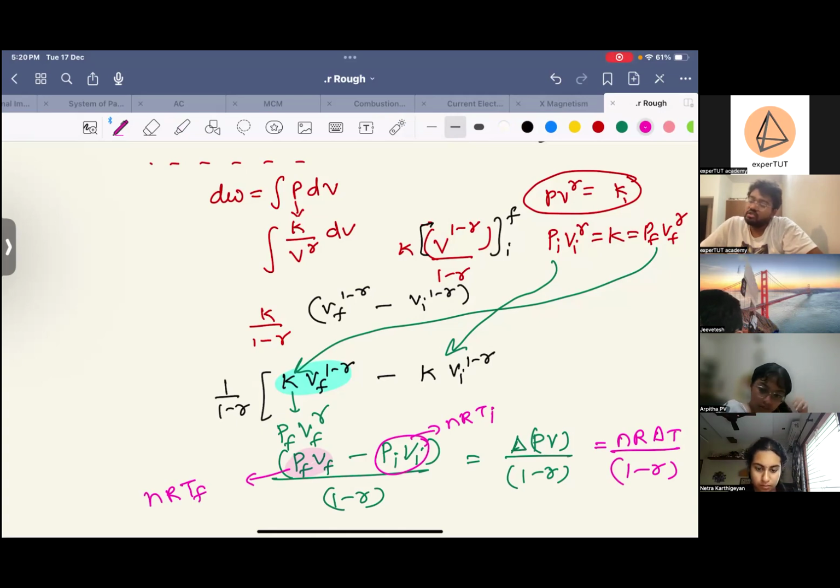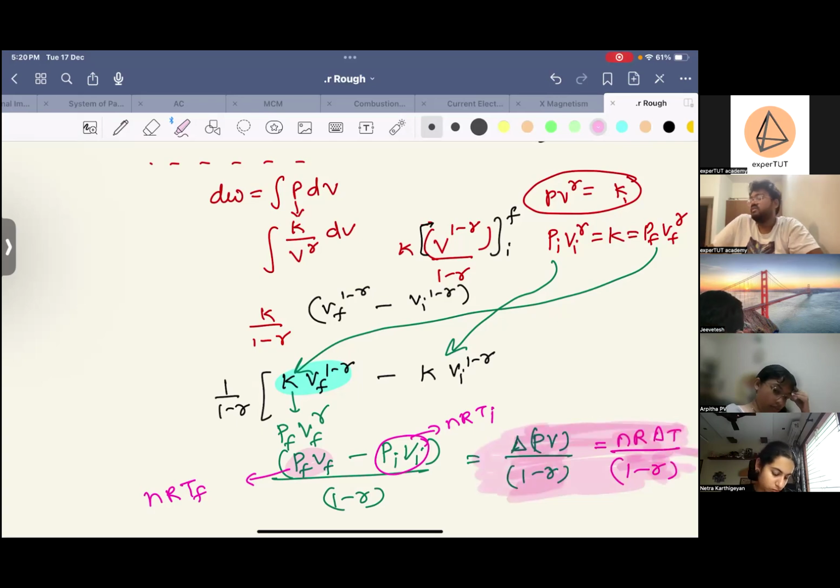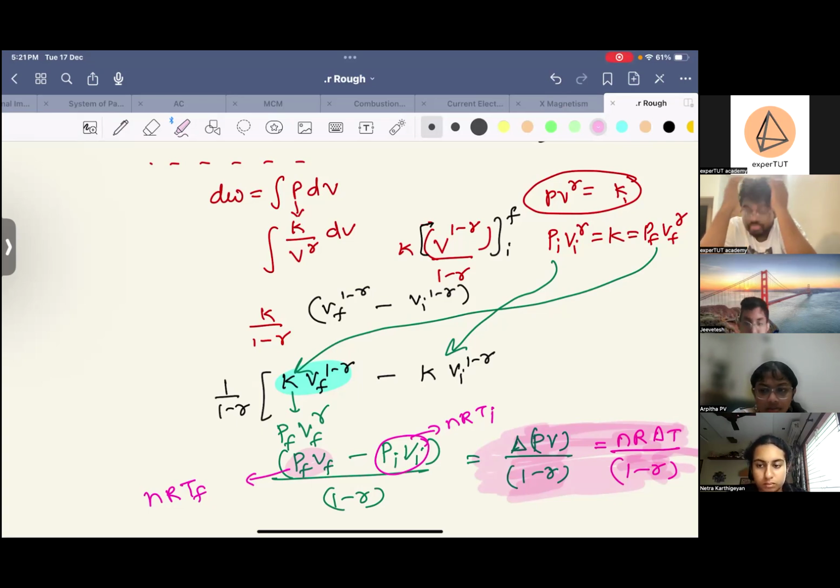You can remember both these formulas. You should remember both of these formulas. Sometimes they will give you in terms of delta T, sometimes they will give you in terms of delta PV. Please remember, it is not P delta V, it is delta PV. Pressure is not the same, so it's not P delta V, it is delta of PV. Okay?